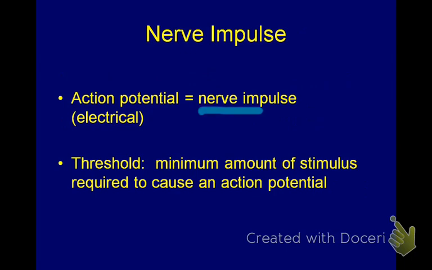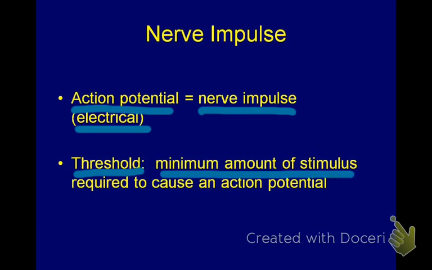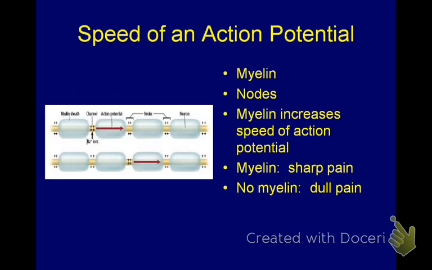A nerve impulse, that's what I've been calling it, is also called an action potential. Know that those are synonyms. It's an electrical impulse. The threshold is the minimum amount of stimulus required to cause an action potential. So, what amount of pain do you feel when you put your hand on a hot stove to get a response? That happens real quick. But if you close a book on your hand, that may or may not hurt.